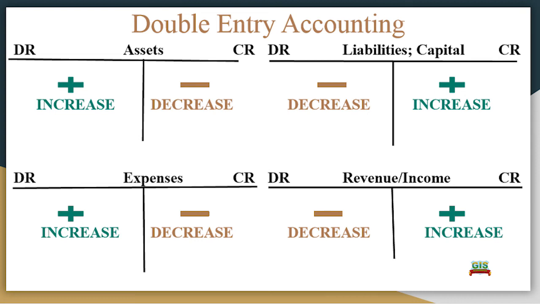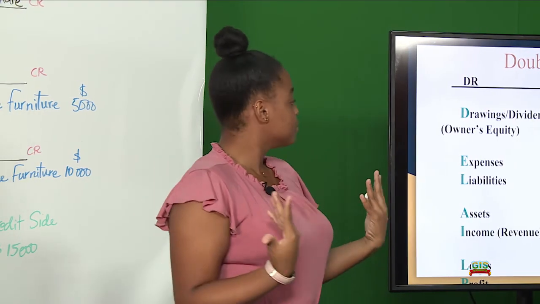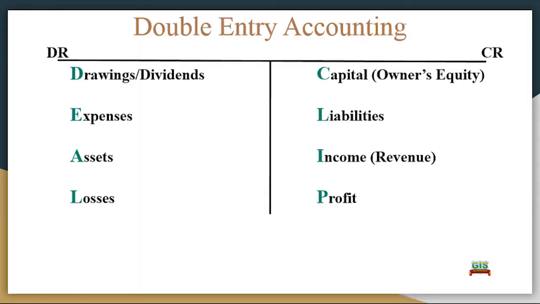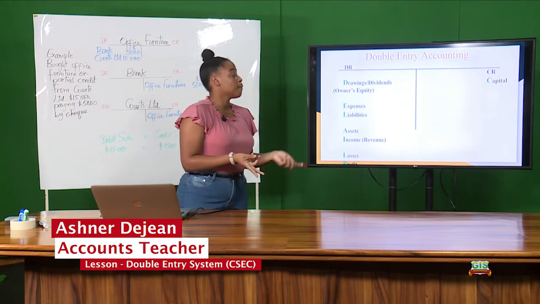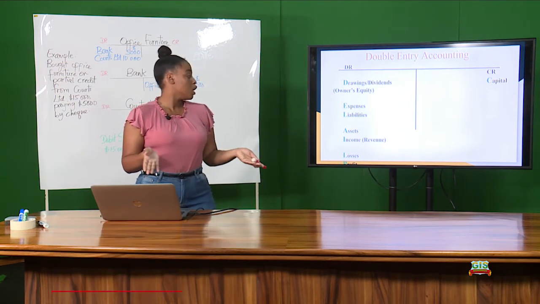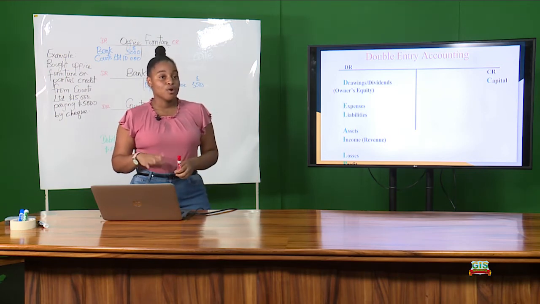Of course, I'm back to finding loopholes. Most of you may remember DEAL and CLIP. You debit your drawings or your dividends, your expenses, your assets, and your losses, whereas with CLIP, you credit your capital, liabilities, income, and your profit, which you cannot see, but it's there, profits. So DEAL and CLIP, a lot of you probably know that by now. DEAL and CLIP, easiest way to remember what to debit and what to credit. So the onus is really on you to determine whether the account is an asset account, a liability account, an income account, losses, profits. The onus is really on you.